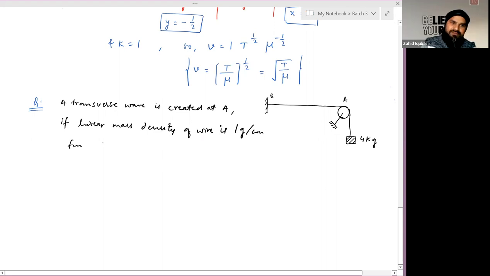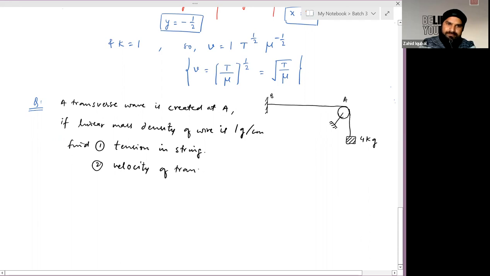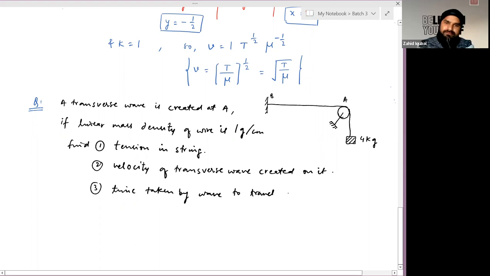then find first, the tension in the string, second, the velocity of the transverse wave created on it, and third, the time taken by the wave to travel from A to B, if AB is 50 centimeter.